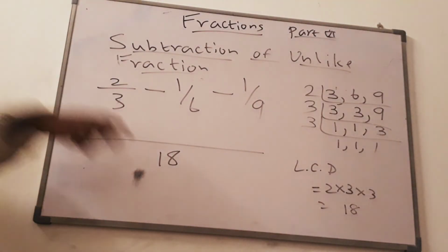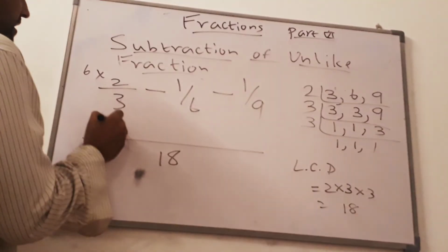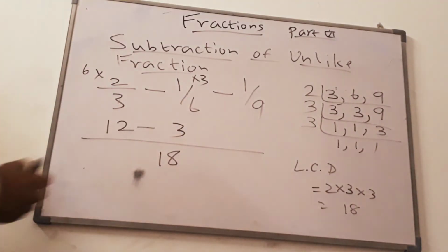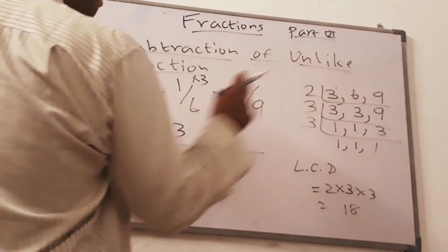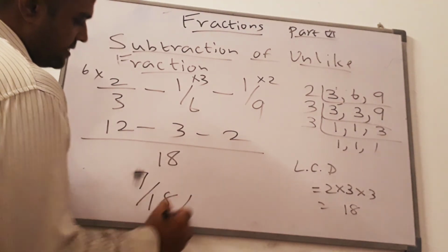Keep 18 down. Then check how many 3s are there in 18. 3 times 6 is 18 and 6 times 2 is 12. Then we have to check how many 6s are there in 18. 6 times 3 is 18, 3 times 1 is 3. Then we have to check how many 9s are there in 18. 9 times 2 is 18, 2 times 1 is 2. Now we will subtract. 12 minus 3 is 9, 9 minus 2 is 7. So this is the answer.